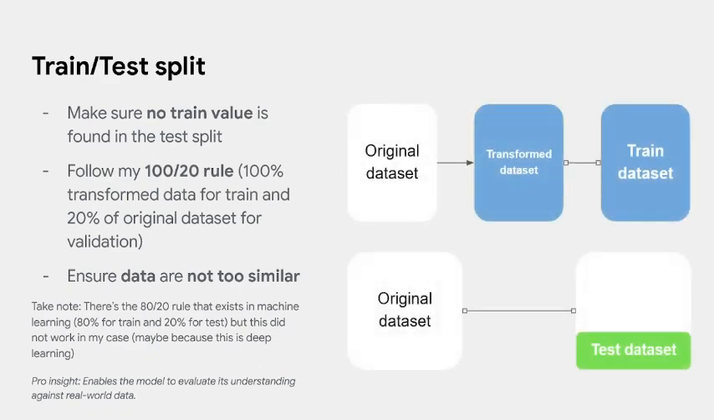That's the first thing. Secondly, you follow the 120 rule. And what does it mean, 120? You just have to take 100% of your transform data for train and 20% of the original data set for validation. The transform data set is the one you actually did generalization and the previous steps on. You take that and use it as your train data set, and you just ensure that data are not way too similar to each other. So that's actually what you have to do.